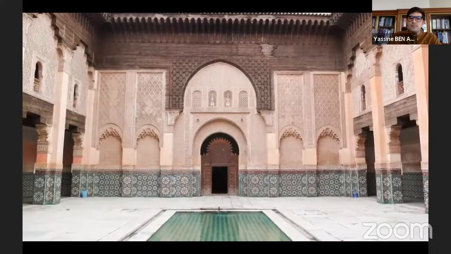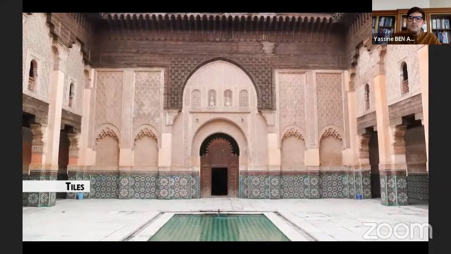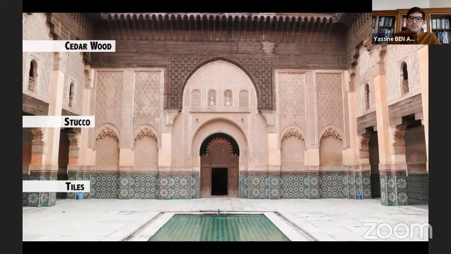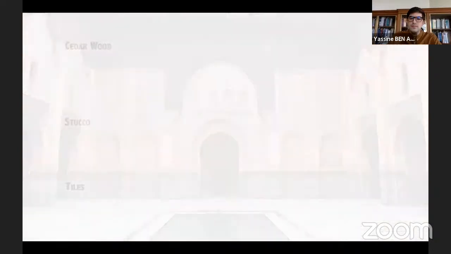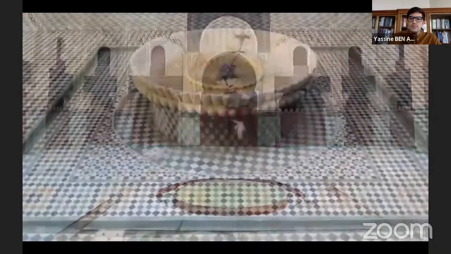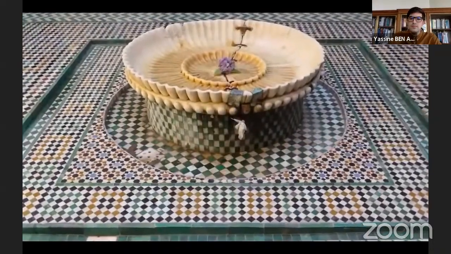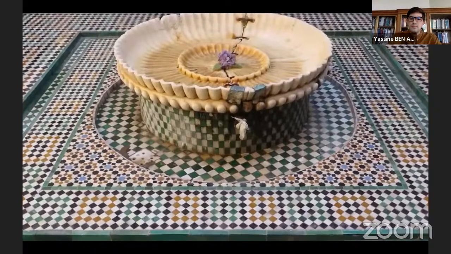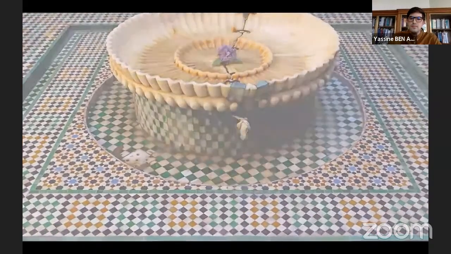There are three types of decoration. You'll see glazed tiles, stucco, and cedarwood. Like many of the mosques, you will also find an open-air courtyard with a fountain in the center. This fountain, with its flowing water and tiles that represent floral patterns, symbolize Quranic paradise.